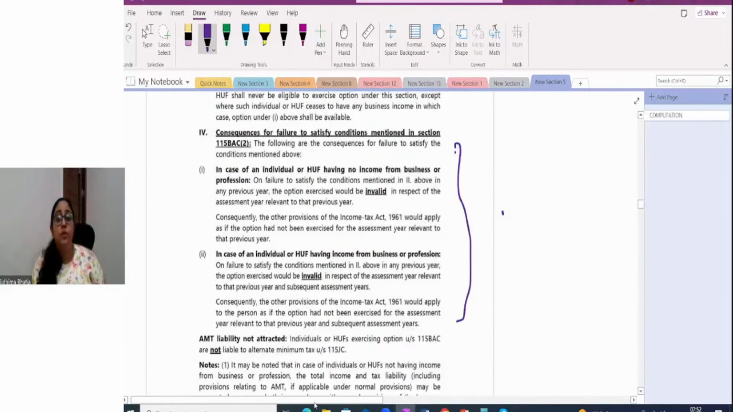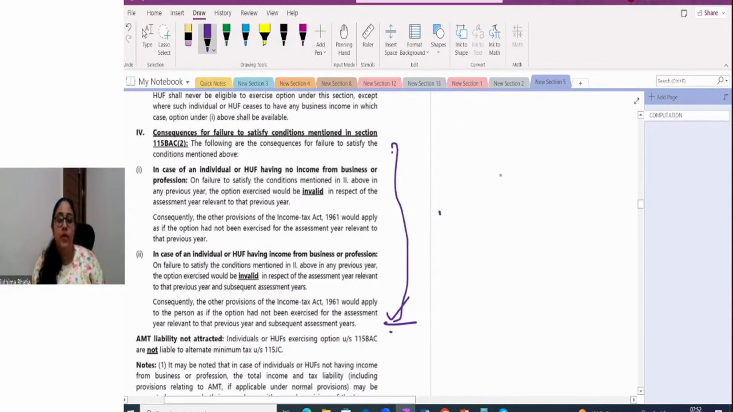Okay? And for a person who is having a business and he fails to comply with the conditions of 115 BAC, his tax will be calculated for the normal tax regime for that year also and for the subsequent years also. So this thing you have to remember, that you have to be careful while fulfilling the conditions of 115 BAC. Next question someone asked, and it's very important, about AMT.